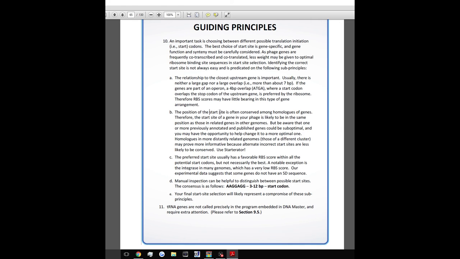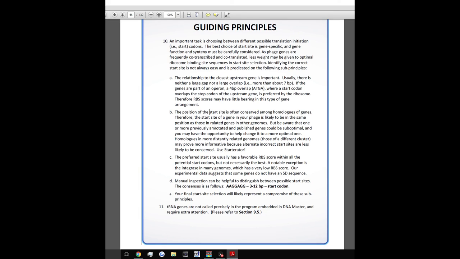B, the position of the start site is often conserved amongst homologs of genes. So this comes down to blasting on PhagesDB and blasting on BLASTp and doing the different outside bioinformatics things that you will find. That's where you'll find the homolog versions of your genes in other phages. So if you see in your search results that there are 10 phages that have been QC annotated and they're already finished and they're up on NCBI BLAST, and let's say you're looking for gene 27, you see that all 10 of these phage genomes have gene 27 and the start site is, let's say, at 15,000 and the start site is ATG.